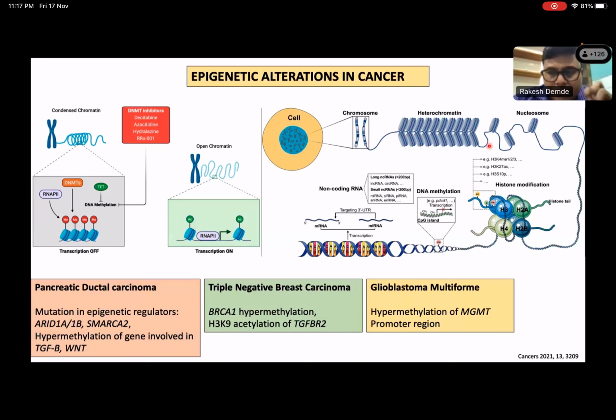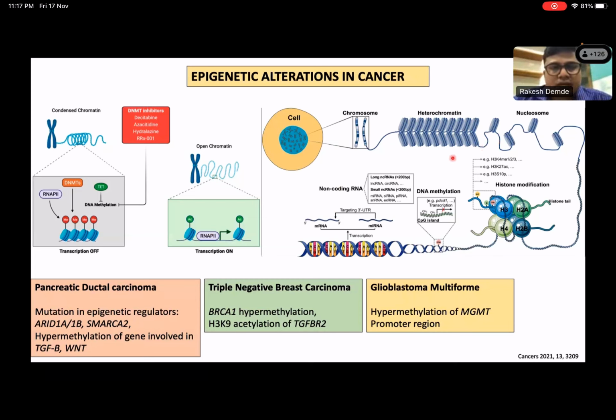These are very compactly packed, and there is no way that a transcription factor like RNA polymerase can go and bind whenever they are in the heterochromatin or compact state. So this has to be unwound or separated so that the DNA strand of interest gets exposed and RNA polymerase can go and bind to that particular DNA strand. So this is a histone protein. We have H2A, H2B, H3, H4, four types of histone proteins around which the DNA molecules wrap. They also have tails.